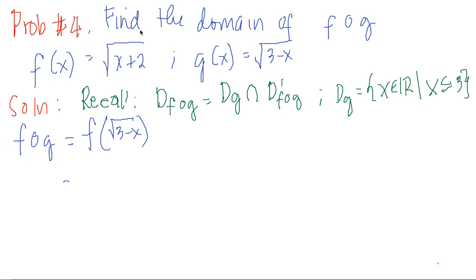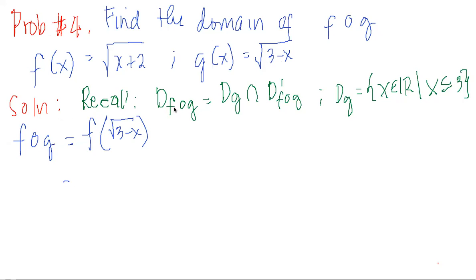In problem number 4, we will be finding the domain of f circle g, or the composite function of f and g, where f of x is equal to the square root of x plus 2, and g of x is equal to the square root of 3 minus x.